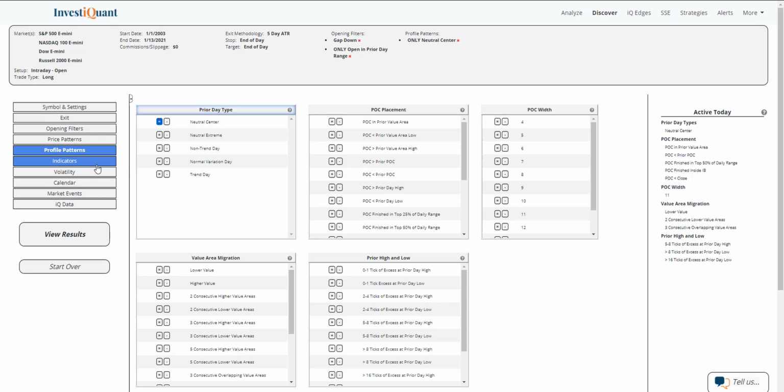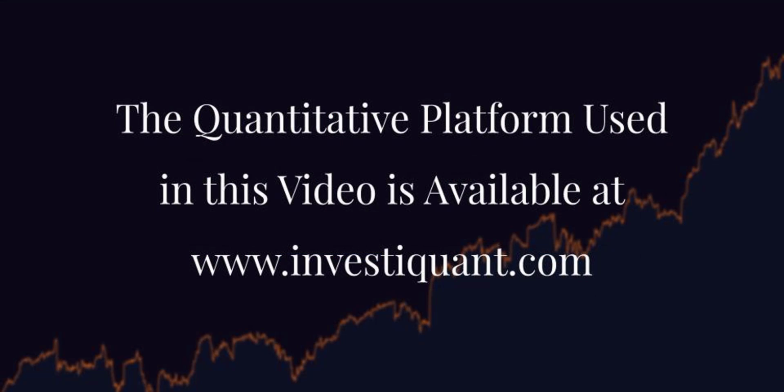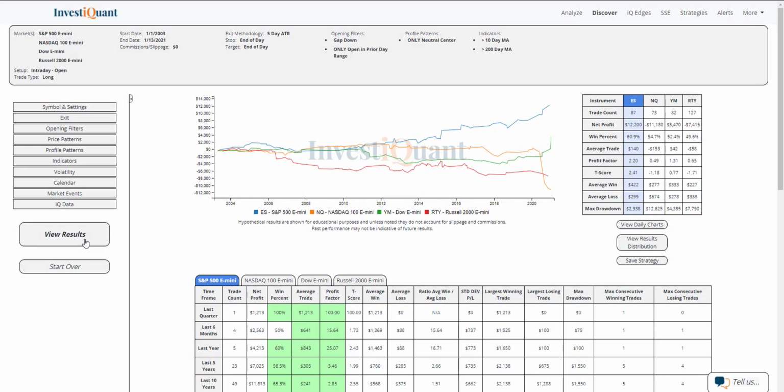And then next I'm going to go into the indicator section. I'm going to say that we are above a 10 and above a 200-day simple moving average to put us in a similar environment. And then I'm going to click view results. All right, and here we go. These are the results of going long at 9:30 a.m. Eastern Time, exiting at the close 4:15 p.m. Eastern Time, when you gap down within the prior day range following a neutral center day.